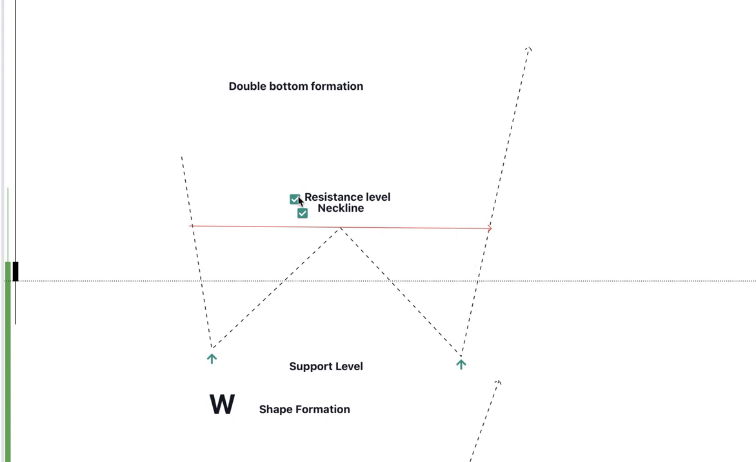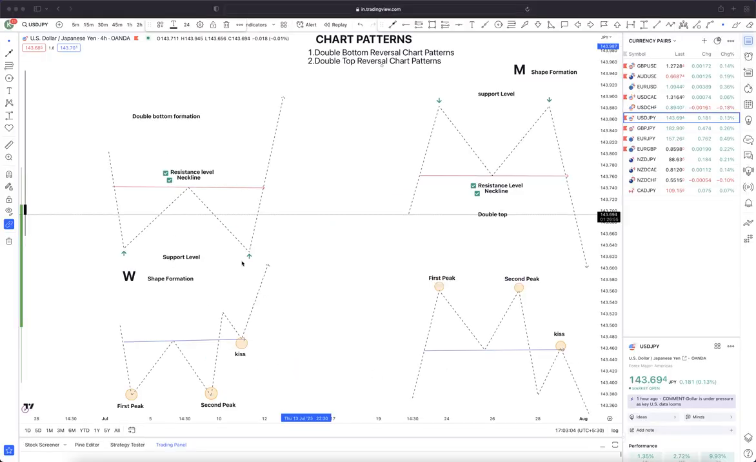So as you can see, we have the resistance level here, which is the neckline. Then we also have the support level here. So this is the support level. We have three ways in which you can trade this double bottom formation. The first one is to trade the breakout of the neckline. So this is the W pattern.